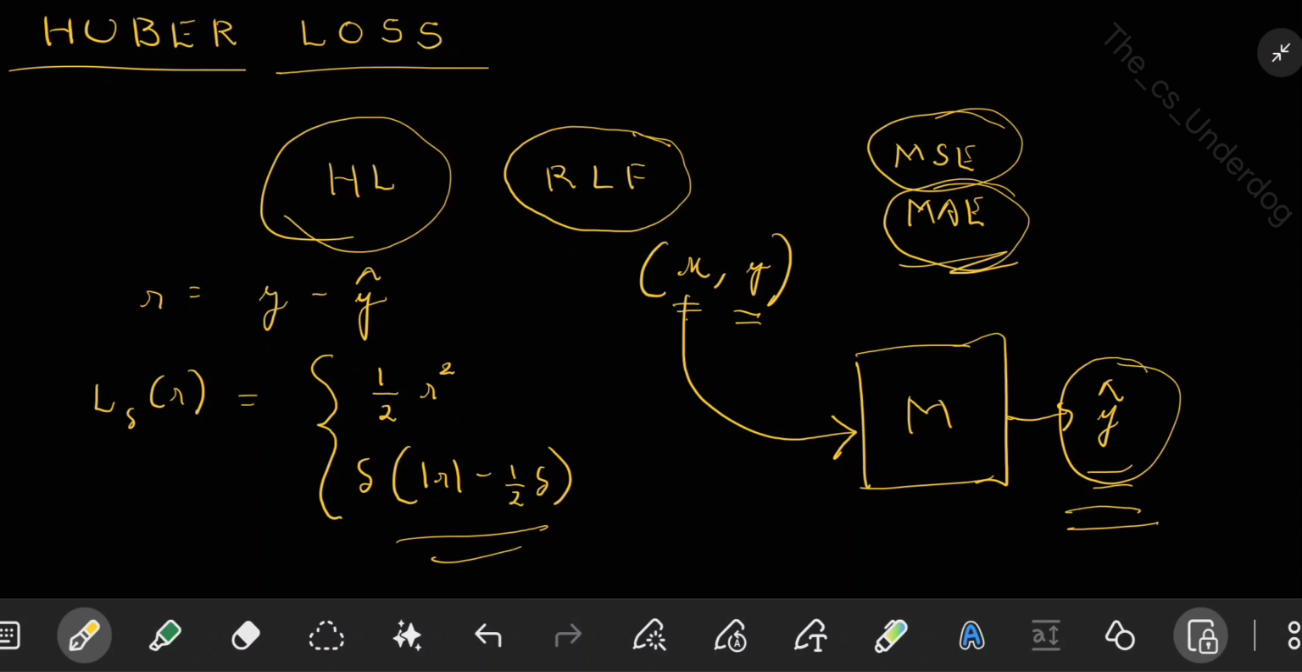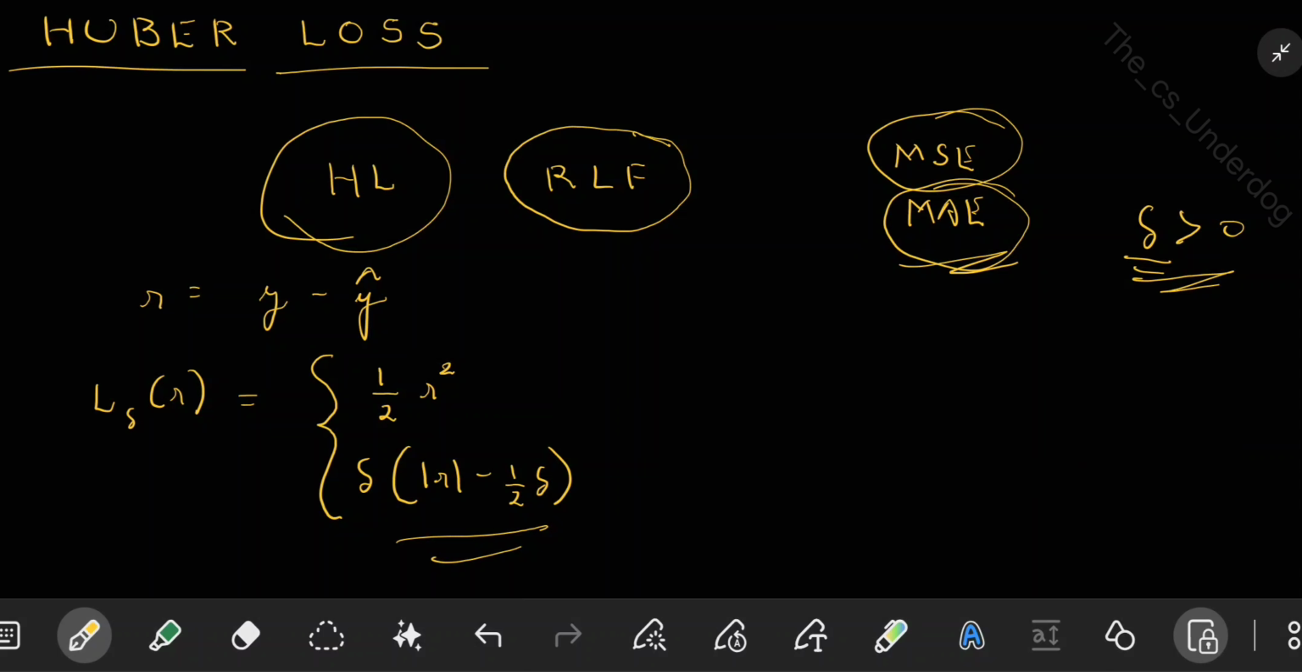The next question is, when are you going to use this formula and when are you going to use this formula? The answer is, there is something called as delta. This delta is a threshold that you have to define. It will always be greater than 0. This delta, you can call it as the tuning parameter or you can call it as the threshold. So this particular threshold, how it helps us, in case, let me erase this part off.